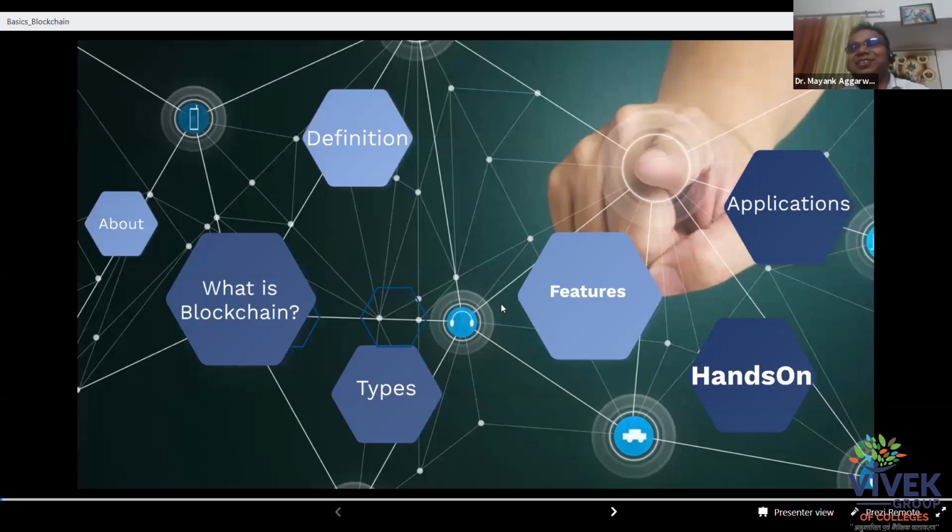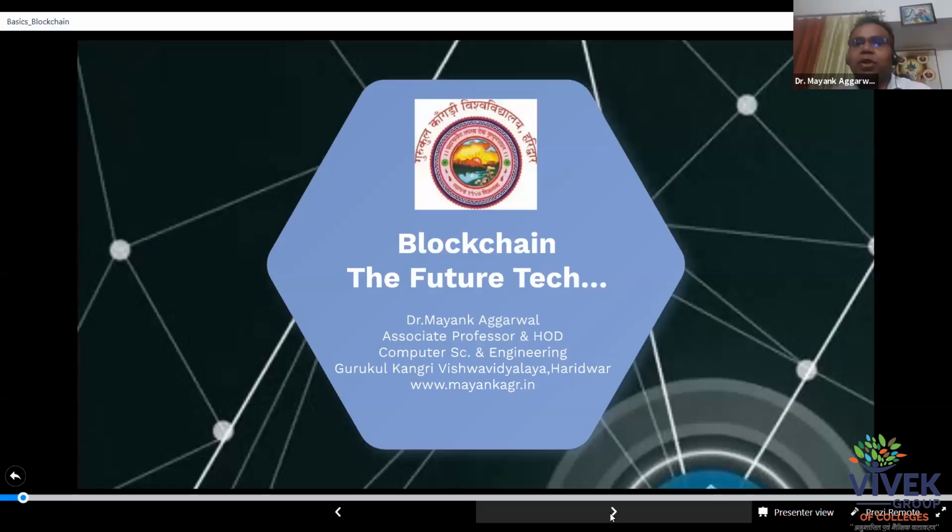First of all, let's start with what is blockchain. Before we begin, I hope maximum participants are from computer science and engineering, and they must have gone through certain technologies like cloud computing, artificial intelligence, machine learning. Now, blockchain is one of the technologies said to be a future technology in academics. Though in industry it is in high demand and high use, in academics we still feel that blockchain is not used up to the mark in which it should be used. So we are calling blockchain a future technology.